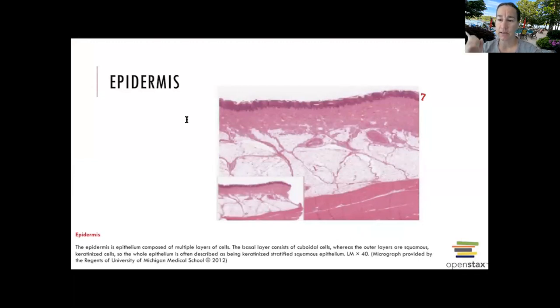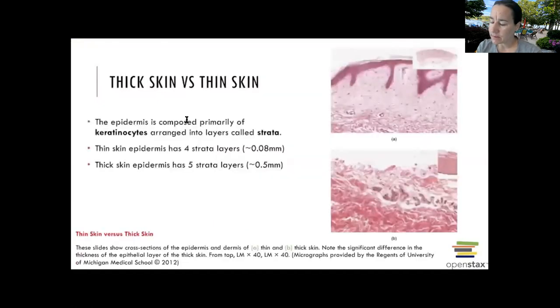Keratin. If you think of keratin, that's found in your hair and your nails. That's going to be those keratinocytes. That's going to be your epithelial cells. They are stratified squamous shaped cells in there. The keratin is going to allow us to be water resistant.